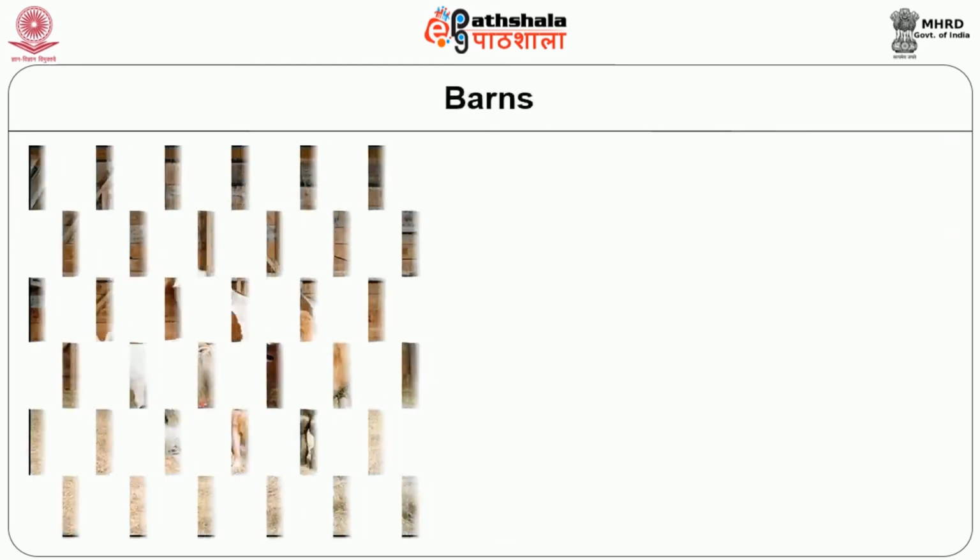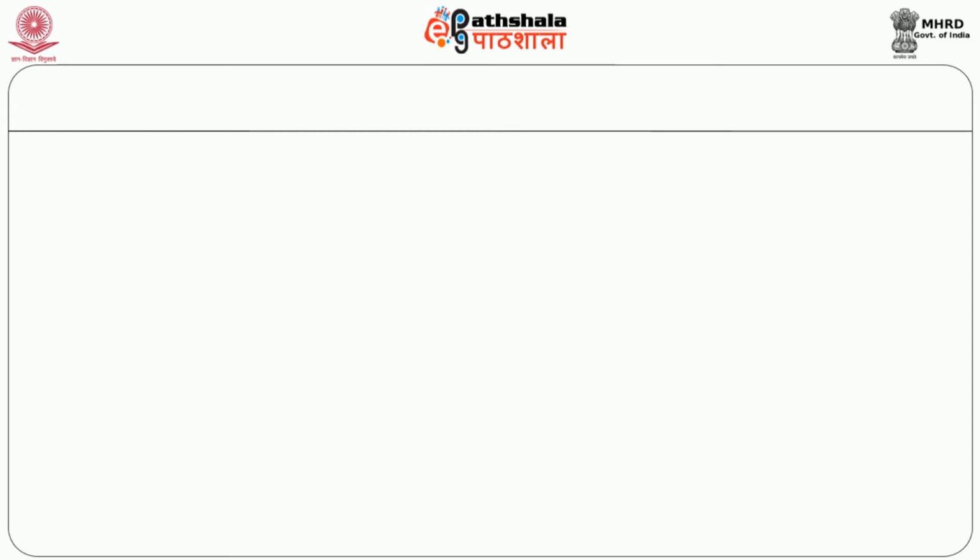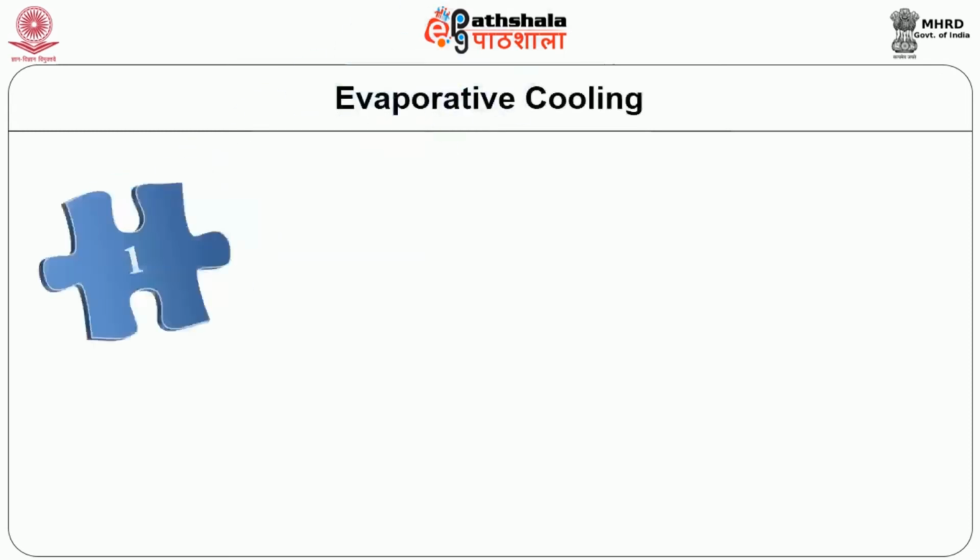The barns are the next kind of storage structures, which are the sheds or temporary near-field storage, and this is used for minor processing operations or sheltering domestic animals. The next inexpensive method to store the agricultural produces is evaporative cooling.